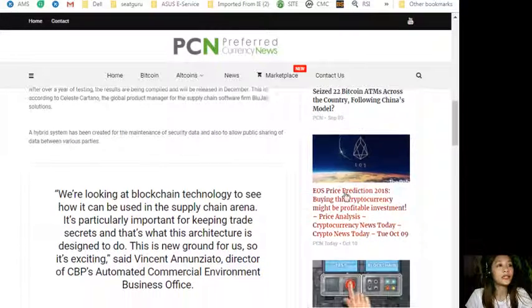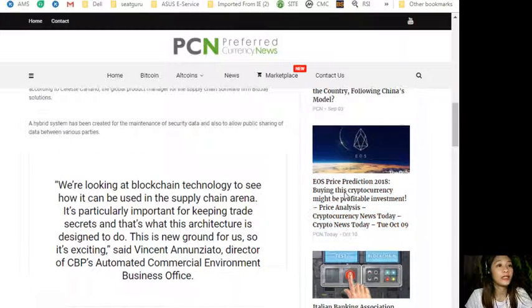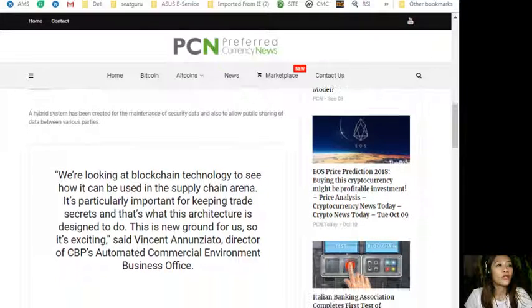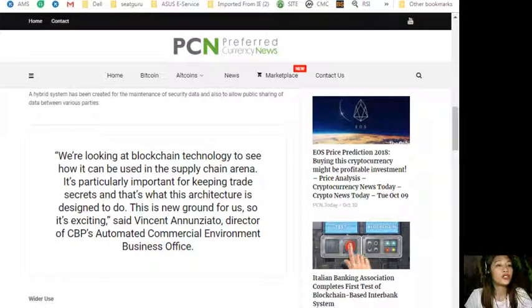A hybrid system has been created for the maintenance of security data and also to allow public sharing of data between various parties. Quoting, "We're looking at blockchain technology to see how it can be used in the supply chain arena. It's particularly important for keeping trade secrets, and that's what this architecture is designed to do. This is new ground for us, so it's exciting," end quote, said Vincent Annunciato, director of CBP's Automated Commercial Environment Business Office.